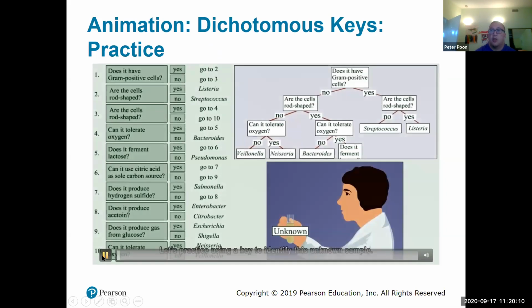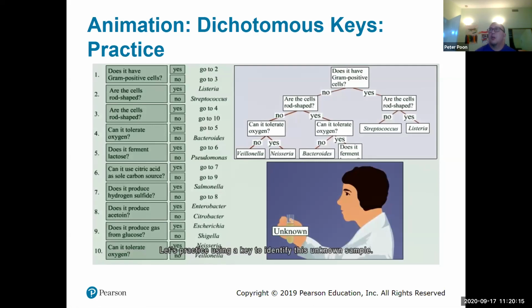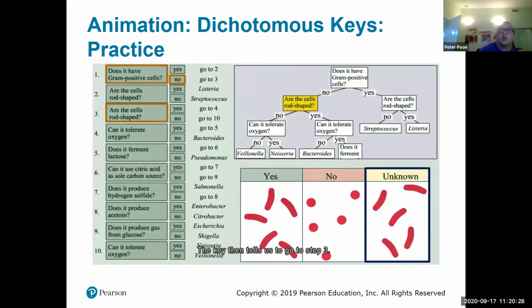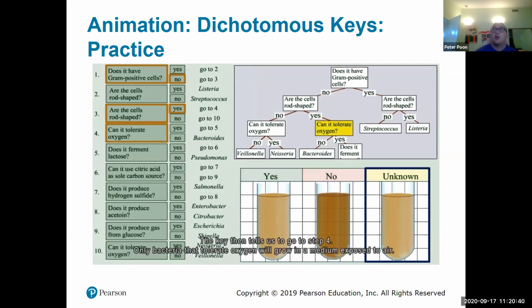Let's practice using a key to identify this unknown sample. The first question in the key asks whether the unknown has gram-positive cells. A gram stain of this unknown shows red, gram-negative cells, thus the answer is no. The key then tells us to go to step 3. Also from the gram stain, we can tell that the cells are rod-shaped, or bacilli. The key then tells us to go to step 4.